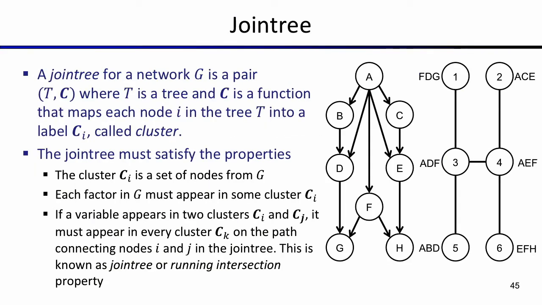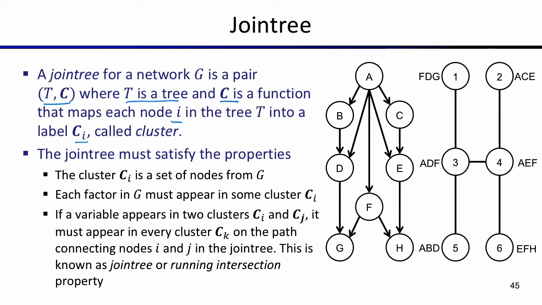So here we have the definition of a Jointree and also some properties that a Jointree must satisfy. So let's start with the definition. The Jointree for a network G is a pair T and C where T is a tree. So it's important that the Jointree, it's not surprising, is a tree, so we cannot find cycles in this structure. And C is a function that maps each node i in the tree into a label Ci, called a cluster. Okay, and the properties that a Jointree must satisfy are the following.